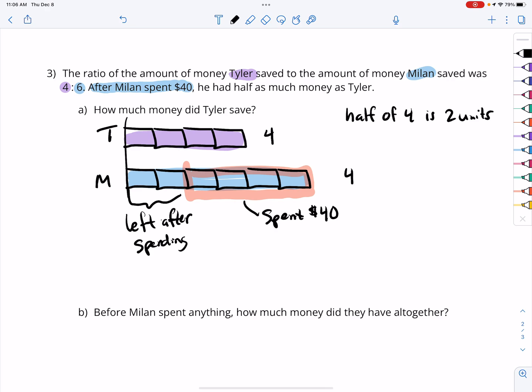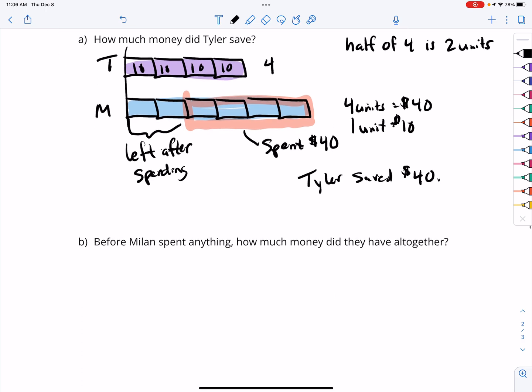So those 4 units equal $40. So that must mean 1 unit is 40 divided by 4, or $10. So each of these units is 10. So Tyler saved $40, or 4 units of 10.